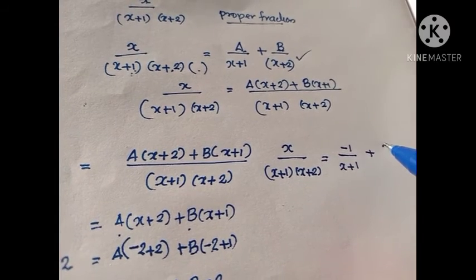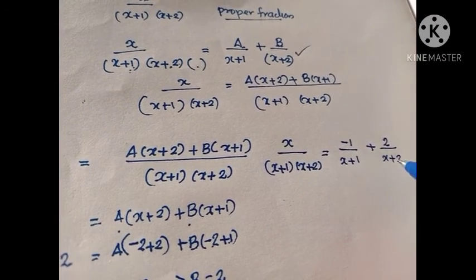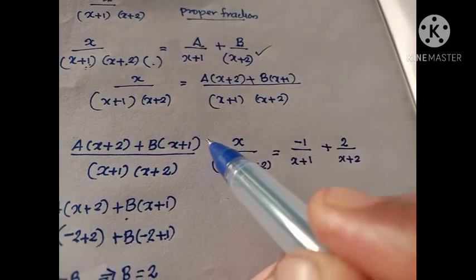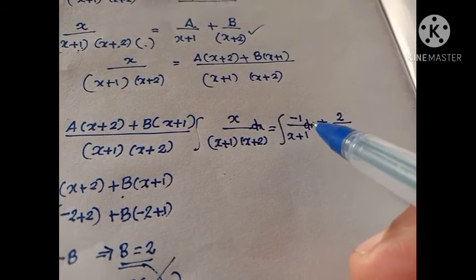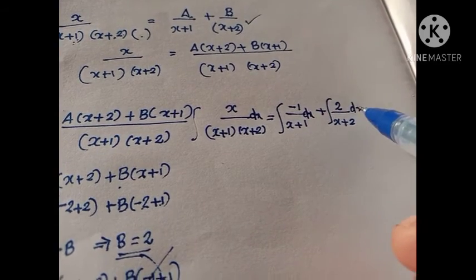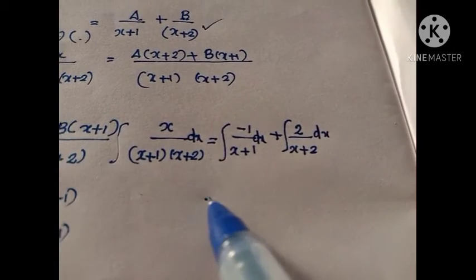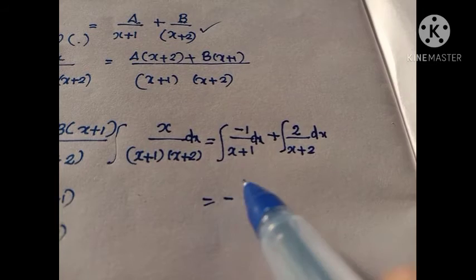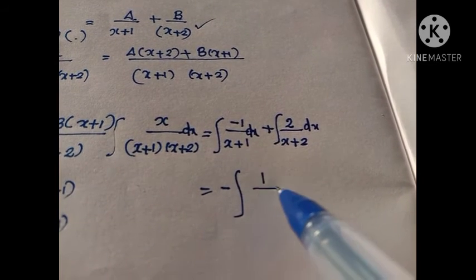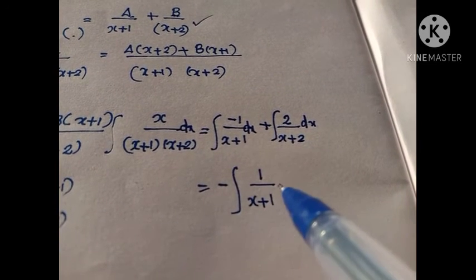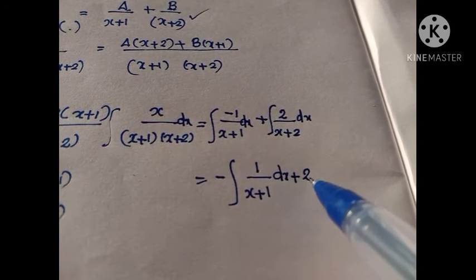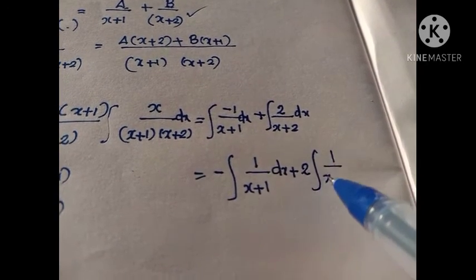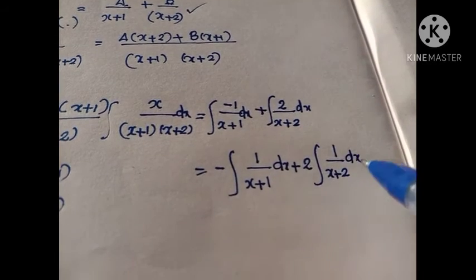What is B? 2 by x plus 2. Okay. Now give integral with respect to x. Now minus is taken outside. So minus integral 1 by x plus 1 dx, plus here 2 is a constant, so 2 into integral 1 by x plus 2 dx.